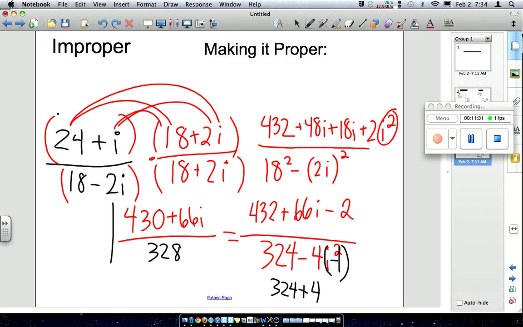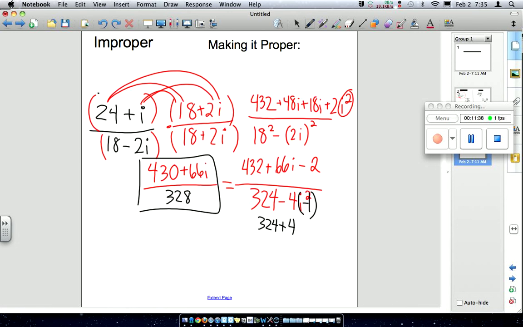This is a proper answer. It's not written in standard form, which you've learned about with imaginary numbers. So if I wanted it in standard form, I'd have to separate it. 430 over 328 plus 66 over 328 with an i in front. This is a standard form, and I'm going to check using my calculator to try and simplify these fractions. This fraction will turn into 215 over 164.